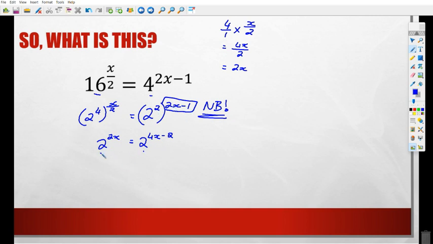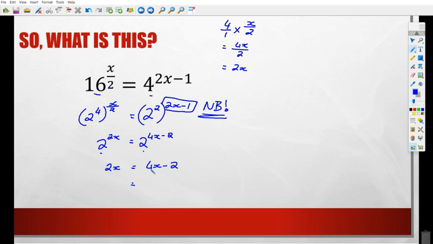Now I've got same bases. Fantastic. What does that mean? It means that my exponents are equal to each other. So I've got 2x here equal to 4x minus 2. How do I find x? Take all my x's to one side, all my numbers to the other side. I'm going to take my x's this way.